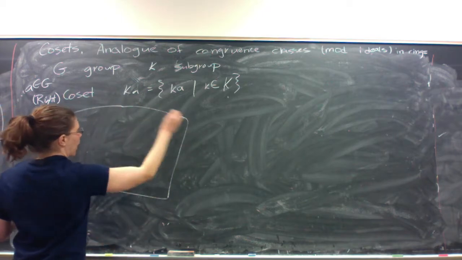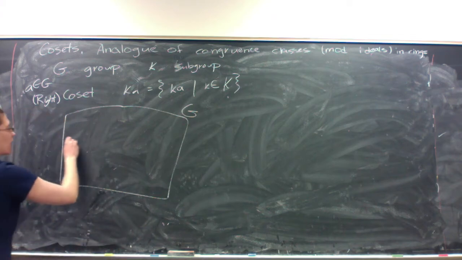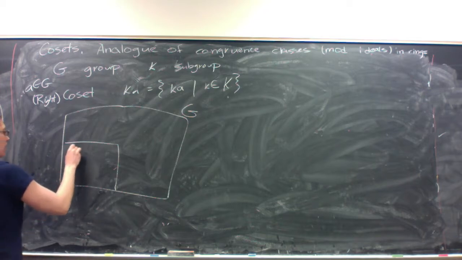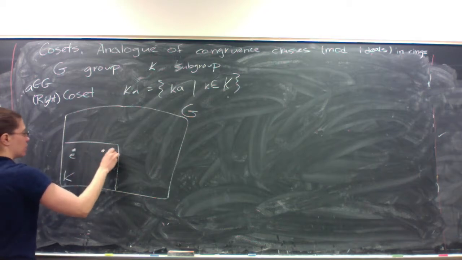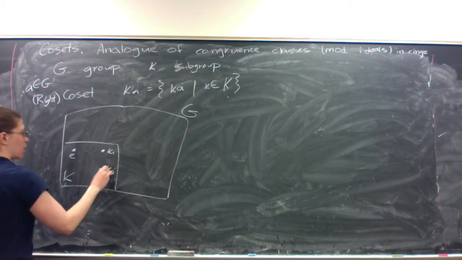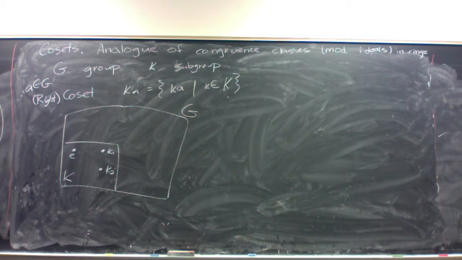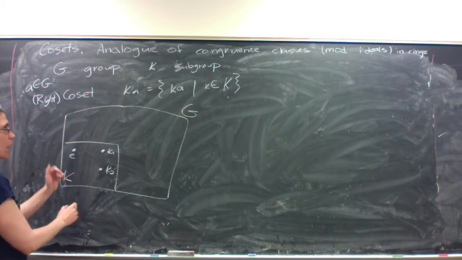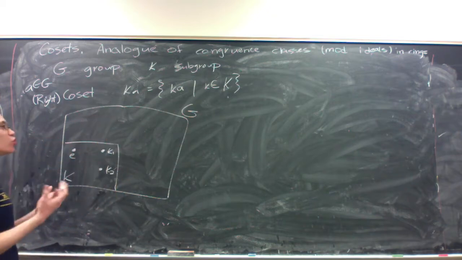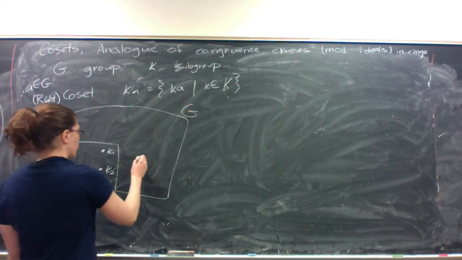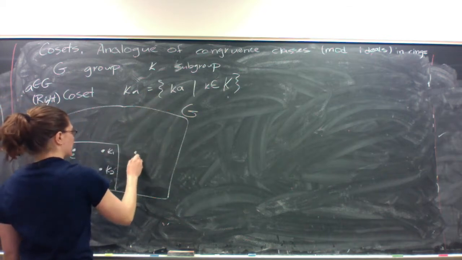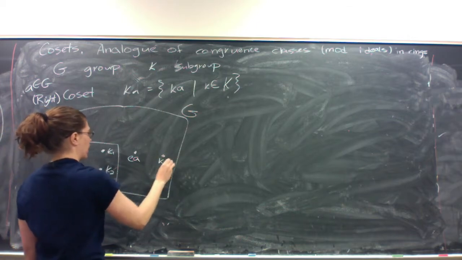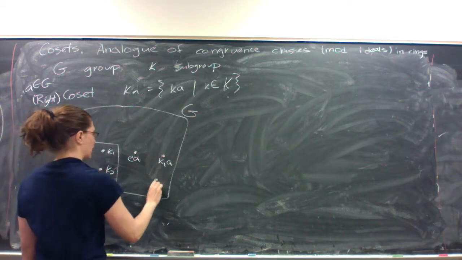So if I think of this box here as the whole group G, and maybe this smaller box inside is all of K. Let's say that K contains the points E and K1 and K2. Maybe it contains other points, but let's just track these. What a coset does is it multiplies every element of K by A to get a new set of elements in G. So if I multiply E times A, I get EA. If I multiply K1 times A, I get K1A. If I multiply K2 times A, I get K2A.